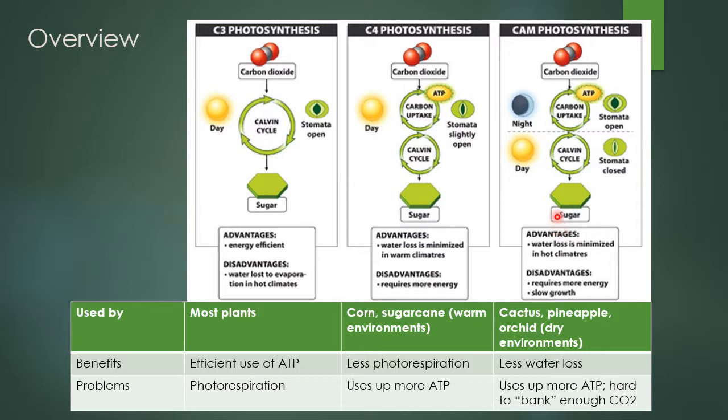So this is the best option for these type of plants to minimize water loss in the C4 and the CAM photosynthesis. Even though this one is the most energy efficient, sometimes other things become more important, like minimizing water loss, even if it takes more energy.